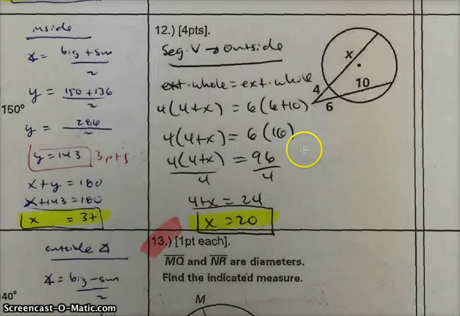Question number 12, you have an outside. These are segments. So external times whole equals external times whole. Again, you have two values there, so that can help you. So you have external is 4, and then your whole is 4 plus x, not 4 times x. You can distribute here if you wanted to. Let's see what I did on this side. I did 6 and then 6 plus 10, which gives you 16. Multiply, divide by 4. You get 4 plus x equals 24, and then subtract 4, you get x equals 20.